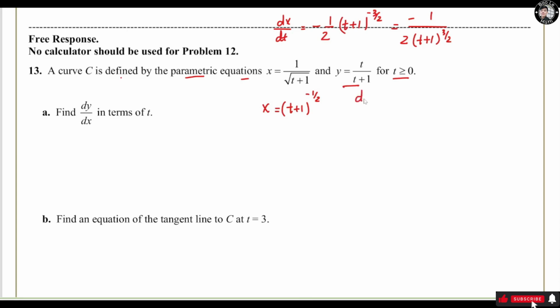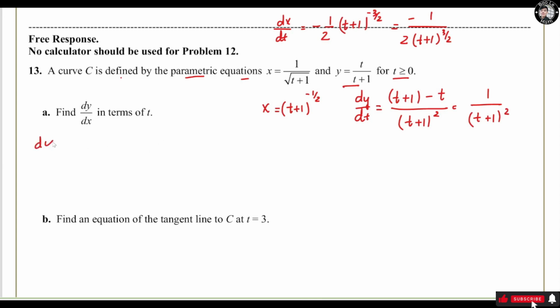Now dy over dt equals, we're going to use the quotient rule. Derivative of the top, which equals 1, so it's t plus 1, minus the derivative of the bottom, which is going to be 1, so it's minus t, over t plus 1 altogether squared. So it's going to be 1 over t plus 1 squared.